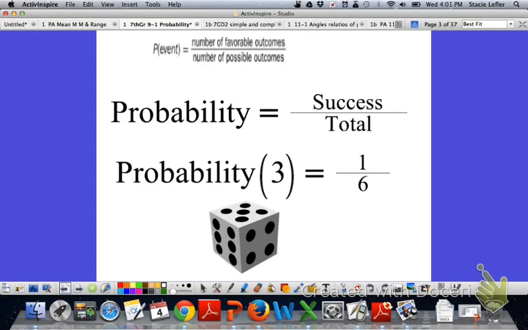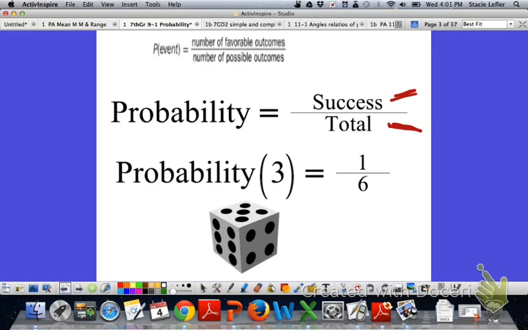Probability is something we hear a lot about, like the chance it's going to snow, the chance it's going to rain, the chance of winning the lottery, or the chances of being called on in class. Probability can be figured out by looking at the number of favorable outcomes, which here I call success, and dividing that by the total number of possible outcomes.